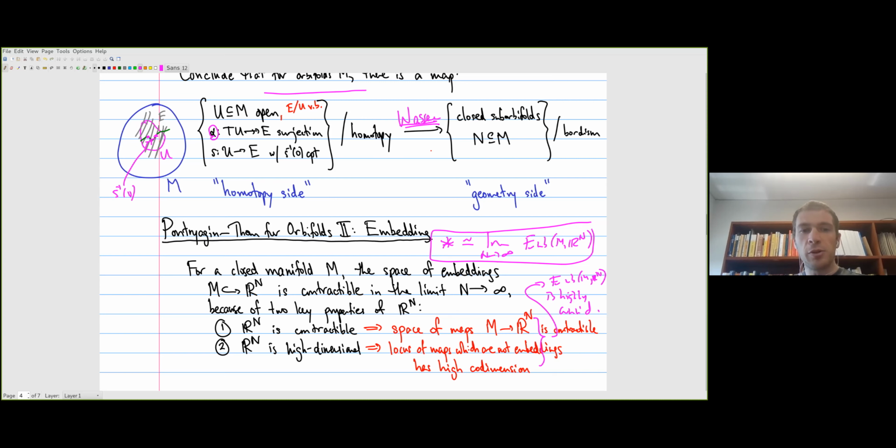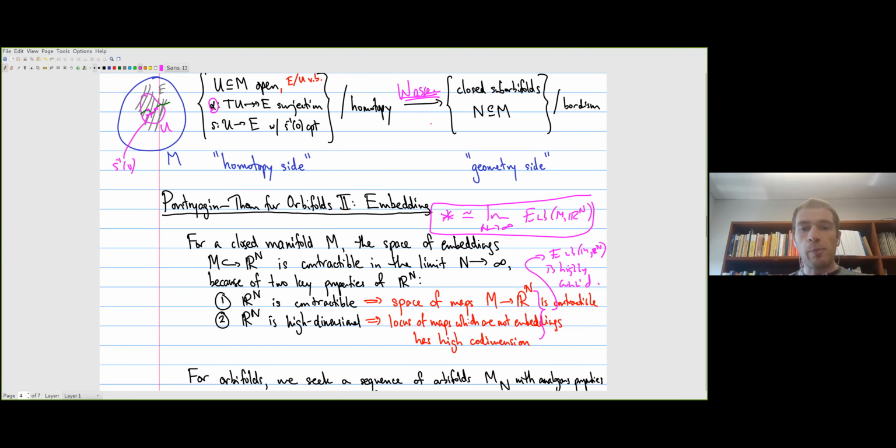Okay, so if we want to do this for an arbitrary orbifold in place of M, well, we want a sequence of orbifolds which does the same thing. We can't use Rn. If you embed an orbifold into something, any embedding of orbifolds in particular is injective on isotropy groups. So Rn has trivial isotropy groups. The only things you can embed into it are manifolds.